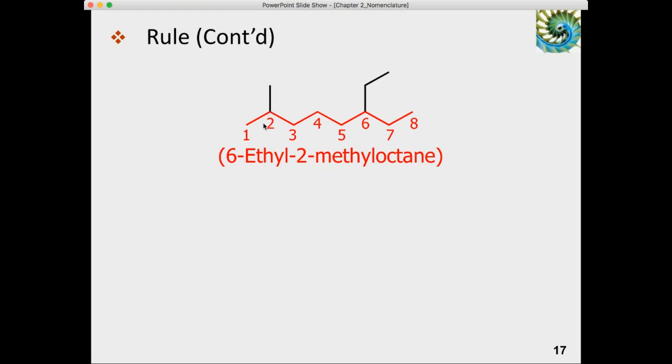That's the rule. So once we number the chain, then we have the substituents. In position number 2, we have methyl. In position number 6, we have ethyl. We order them alphabetically. And then the name of the compound is 6-ethyl, E goes first, 2-methyloctane, which is the parent name.